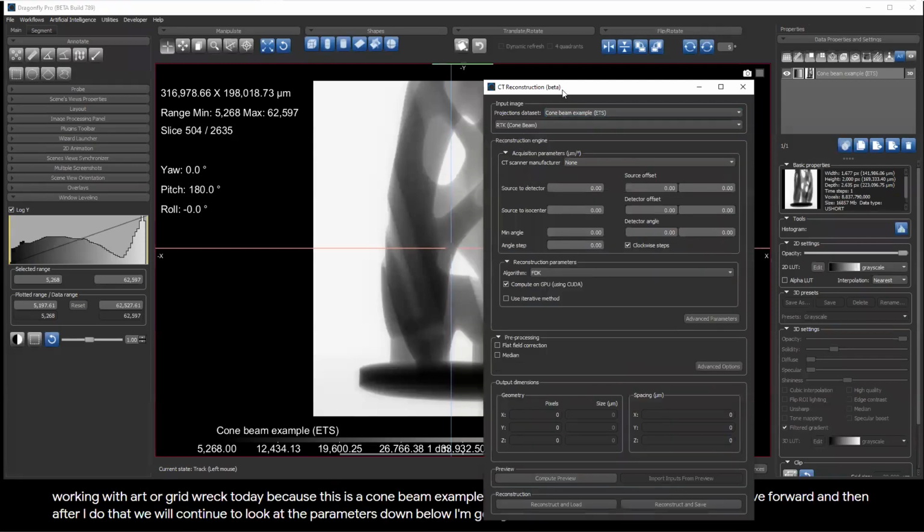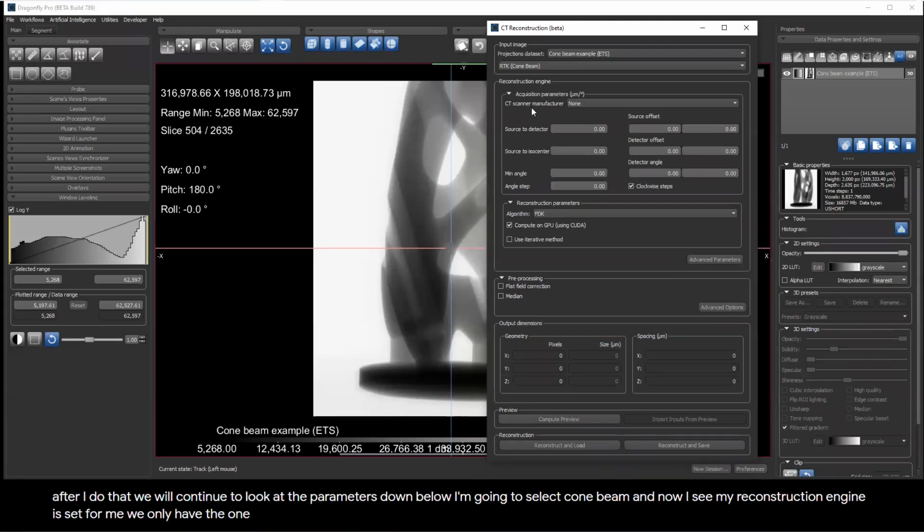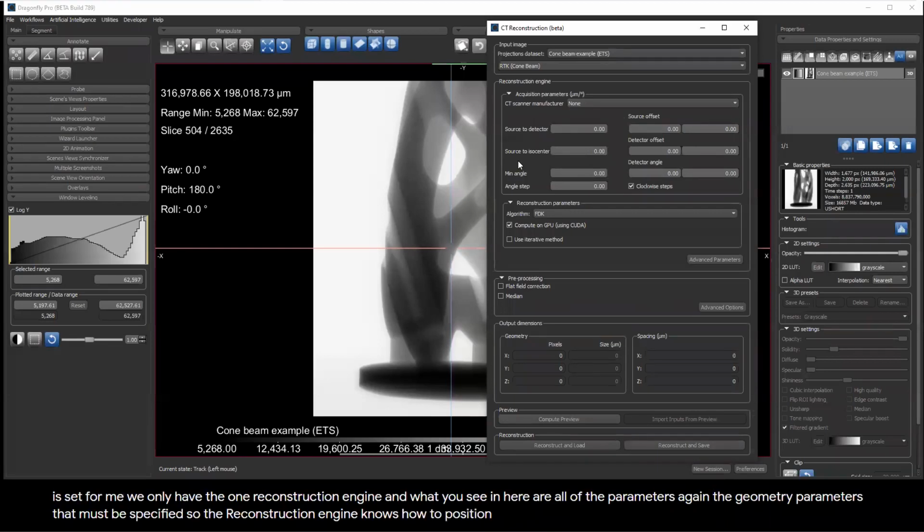I'm going to select cone beam. And now I see my reconstruction engine is set for me. We only have the one reconstruction engine. And what you see in here are all of the parameters, again, the geometry parameters that must be specified so that the reconstruction engine knows how to position each projected image in the projection space.